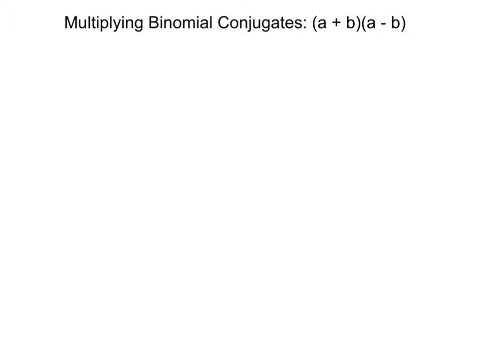Now another special kind of multiplying is when you're multiplying what's called binomial conjugates. And that's any time you have something that's of the form a plus b times a minus b. And the a and the b could be anything. But in one case you're adding, and in the other case you're subtracting. So an example of this would be if you had something like 5x plus 9 times 5x minus 9.